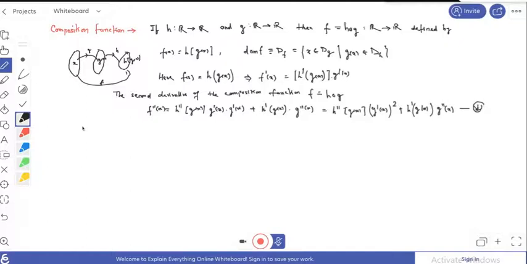Okay. So also you know that the main function is convex. So for convexity, convexity of f implies this function f double prime, the second derivative, is either greater than 0 or equal to 0. So this means this function is convex if it satisfies this condition.